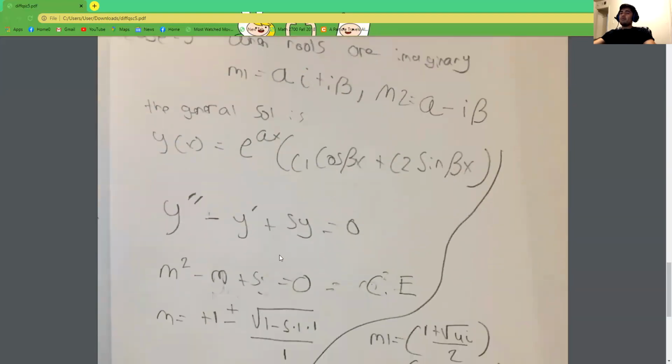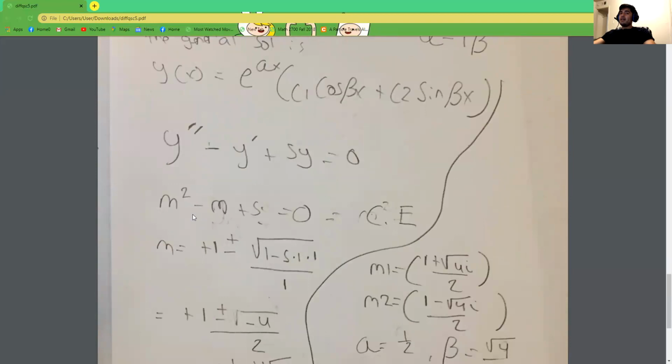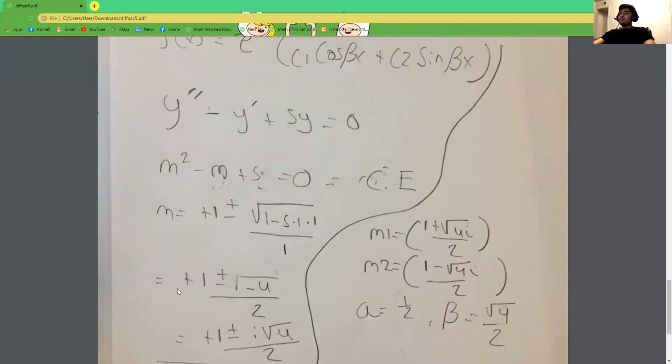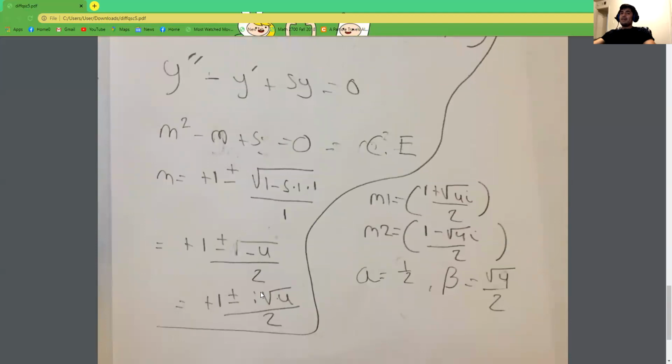So now we have y double prime minus y prime plus 5y equals 0. That's the differential, but now by using the characteristic equation, we get m squared minus m plus 5 equals 0. Now this doesn't factor easily. You're going to have to use the quadratic formula. So right here, m equals plus 1 plus or minus the square root of 1 minus 5 times 1, divided by 2. And that equals plus 1 plus or minus the square root of negative 4, divided by 2. You can't have the square root of a negative number, so it's an imaginary number. So it's 1 plus or minus i, the square root of 4, divided by 2.